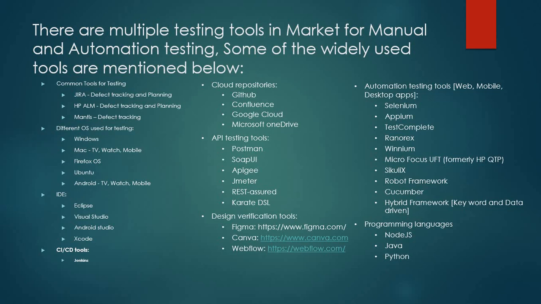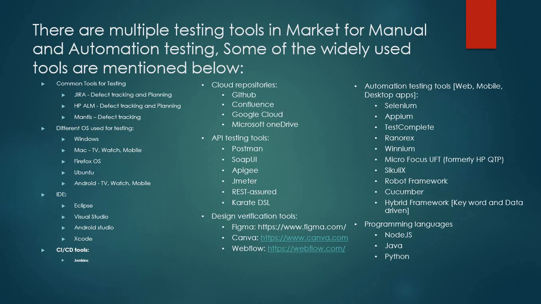For example, we have multiple OS in the market: Windows, Mac, Firefox OS, Ubuntu, Android. In Mac alone, we have three different types of OS. One is TV OS, Watch OS, and the mobile OS. Same way goes for Android also. So these are some OS which we use for testing.